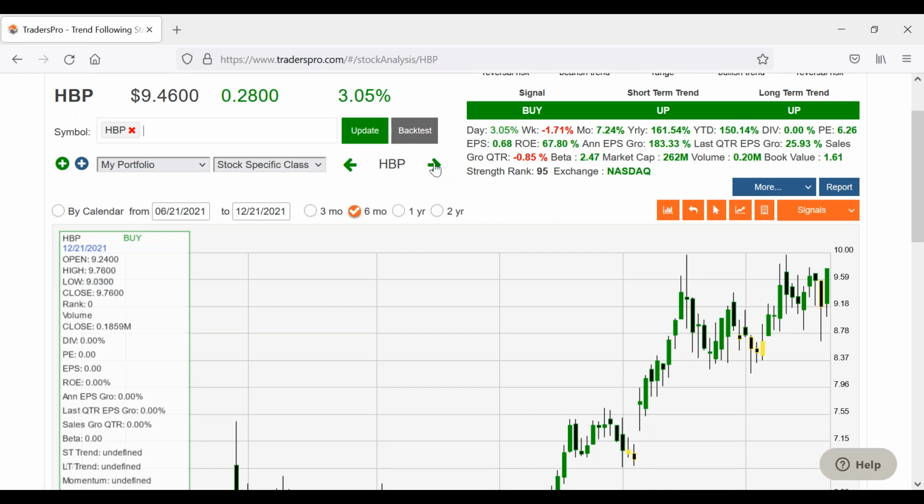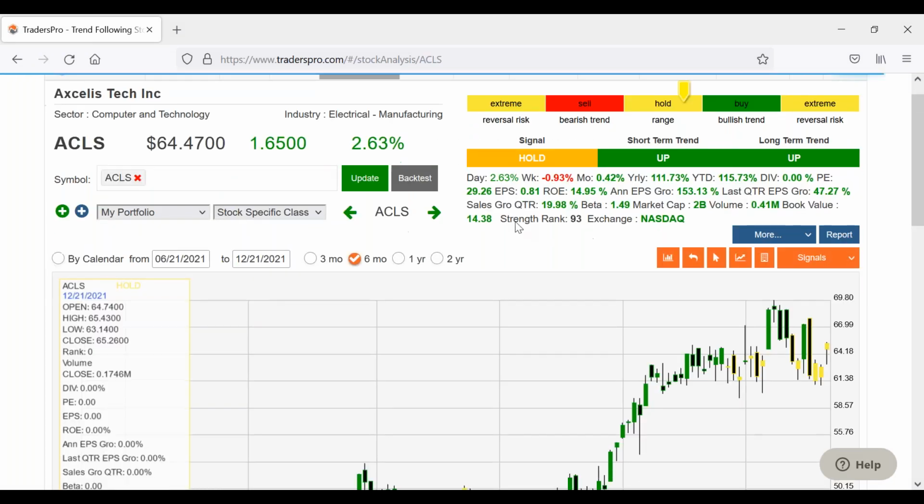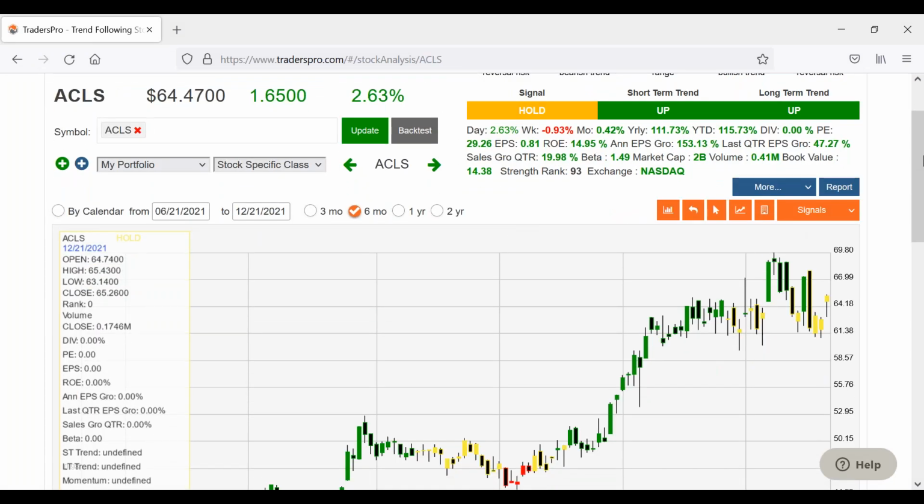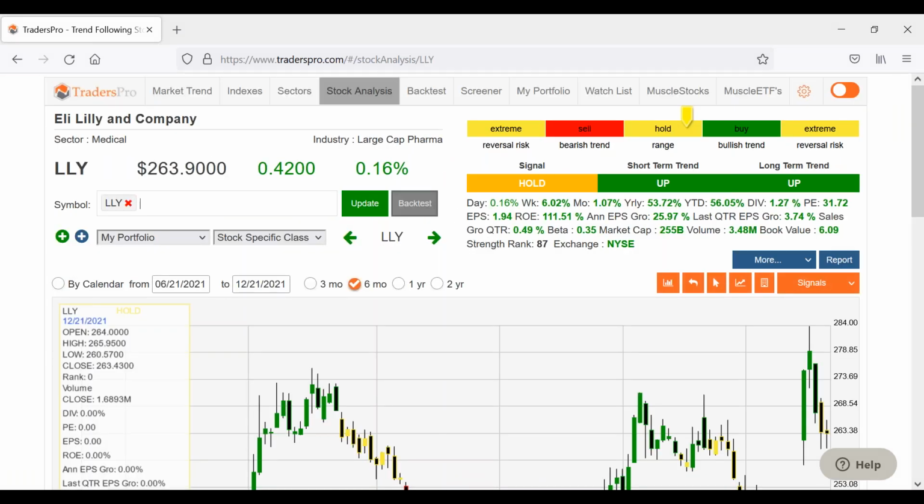HBP looks good. Looks like it's trying to break out here and go higher. ACLS held the stop. The stop was right below here. It got close. Hopefully it pays off and continues to move higher there. And those are the only stocks.